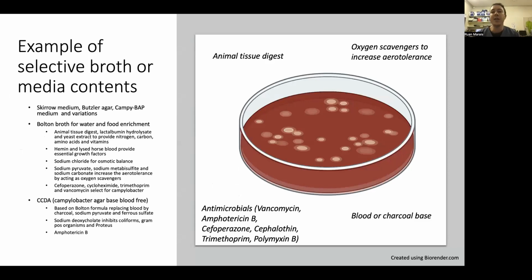The media that we generally use to isolate it generally has 3 components: animal tissue digest to provide the necessary nutrients, oxygen scavengers to increase its aerotolerance, generally a blood or charcoal base, and then antimicrobials added to select out the Campylobacter and prevent the growth of the commensal organisms, such as vancomycin, amphotericin B, etc.